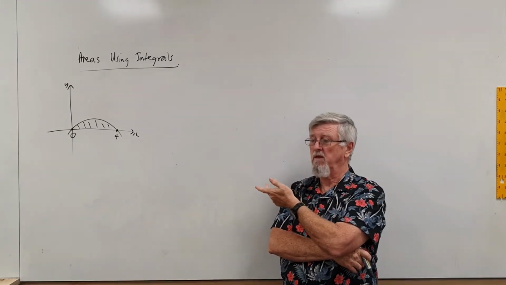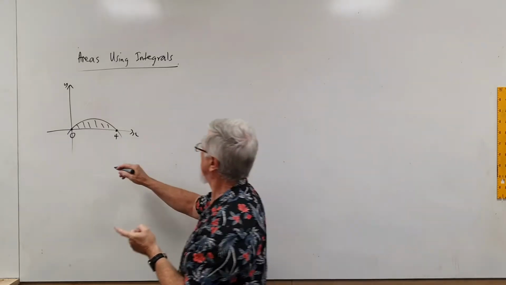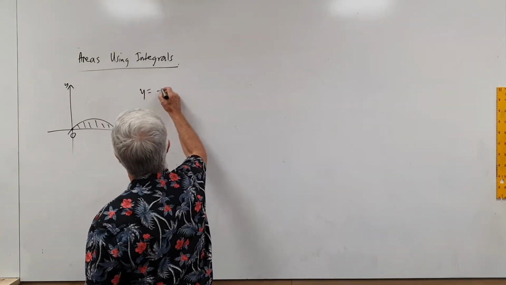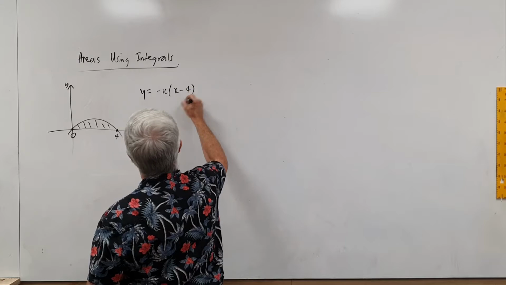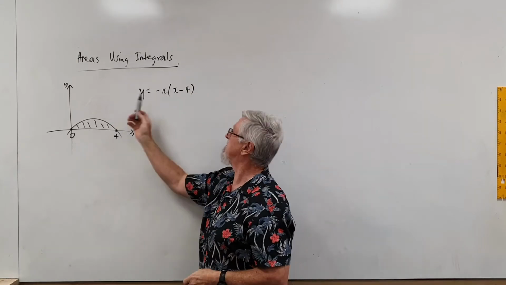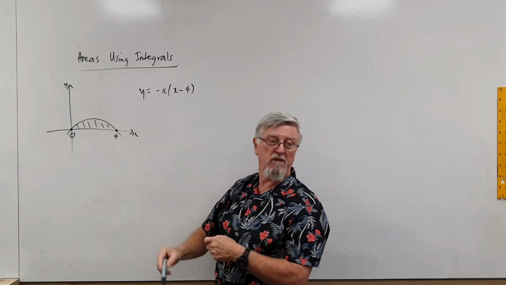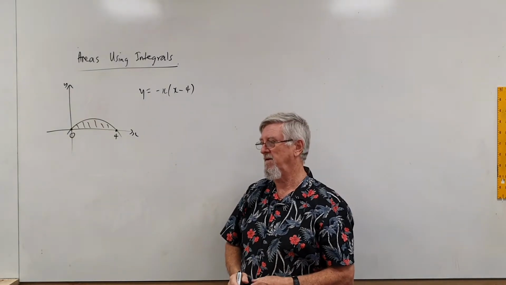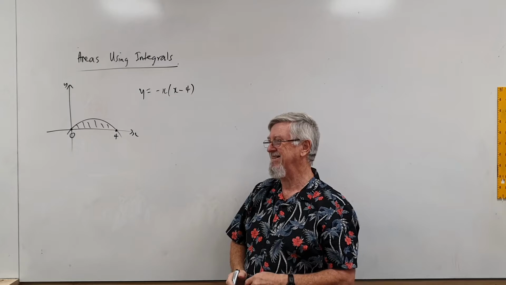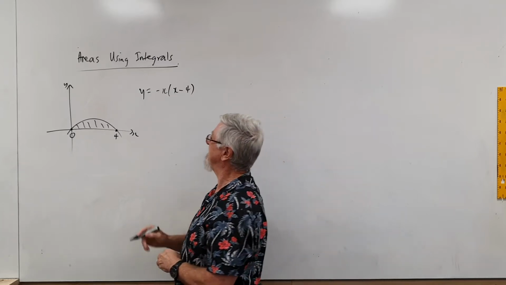What's the equation of that parabola? Negative x bracket x take 4. So if it goes through at 0, it's just an x. If it goes through at 4, it's a x minus 4, and it's upside down. But it could be dilated, couldn't it? Yes. Thank you. So let's deal with cases.